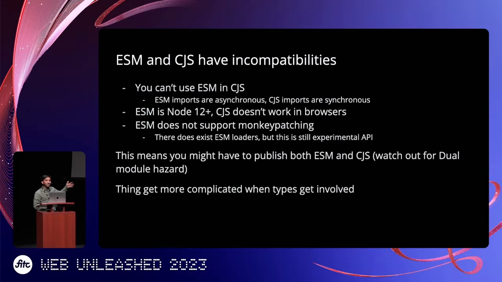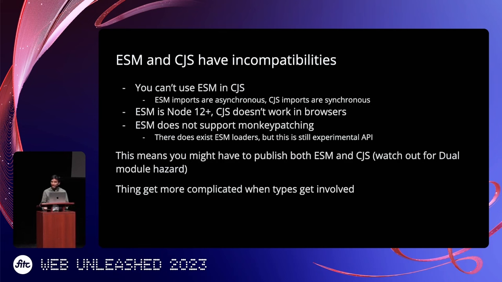CJS doesn't work at all in browsers. It was a Node-specific thing. Some bundlers do accept CJS and then transpile it and bundle it to something that the browsers can understand. And the big reason why Sentry still produces CJS, even though everybody says, hey, use ESM, publish in ESM, is that ESM doesn't support monkey patching. There do exist loaders, but this doesn't really work one-to-one as the same CJS behavior. And so if you're trying to instrument a library by wrapping it to catch errors or performance data like we rely on, it doesn't really work with ESM.